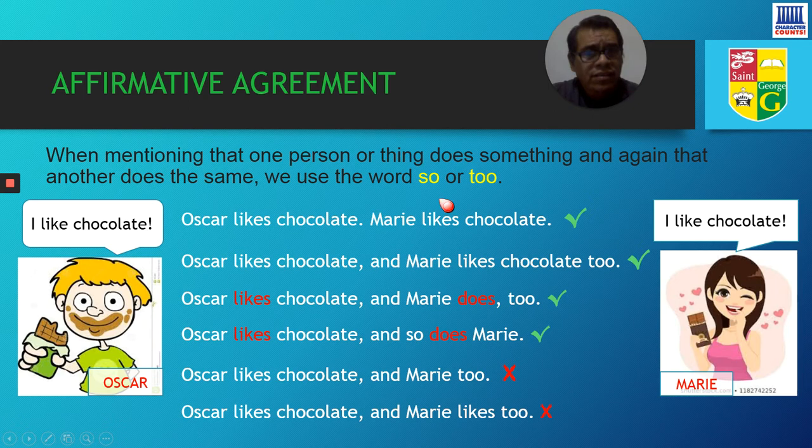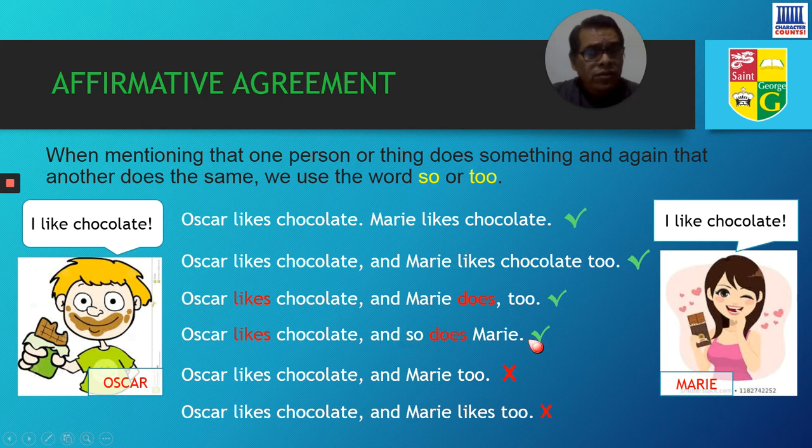And now let's use so and too. In this example, you have Oscar likes chocolate and Mary does too. In the next example, we have Oscar likes chocolate and so does Mary. These two sentences are what we call affirmative agreement using the words too and so.